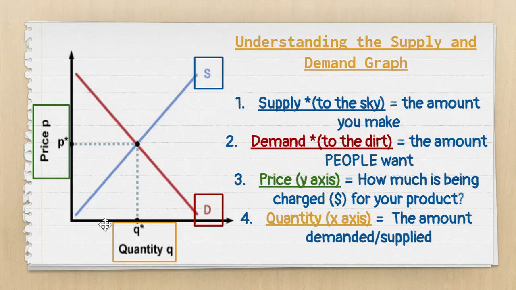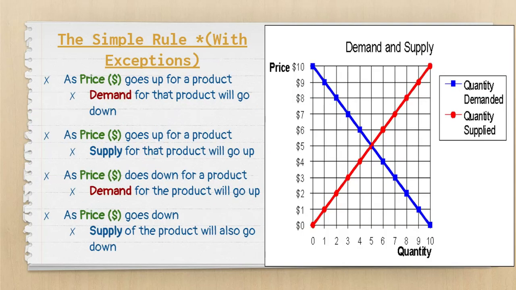And then you're going to have on the x-axis your quantity, which is the amount demanded and supplied at a certain price. And so how do we try to figure out how much to charge, how much to demand, how much the quantity is going to be, and supply? Well, here's an example right here. What we're looking at here is the simple rules of price.